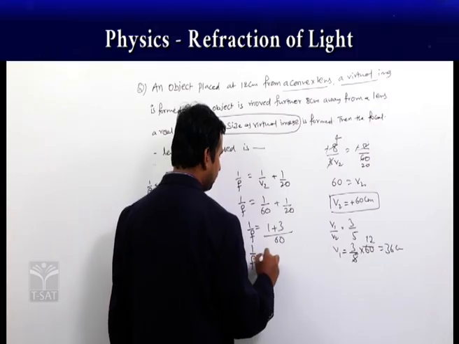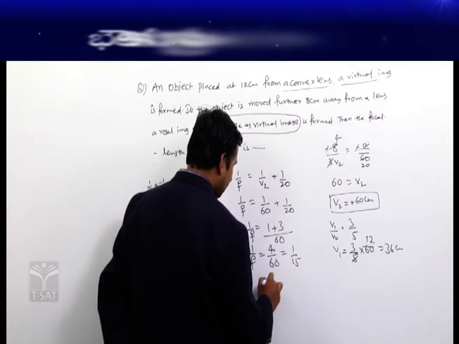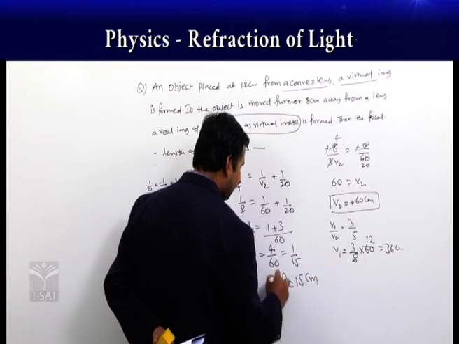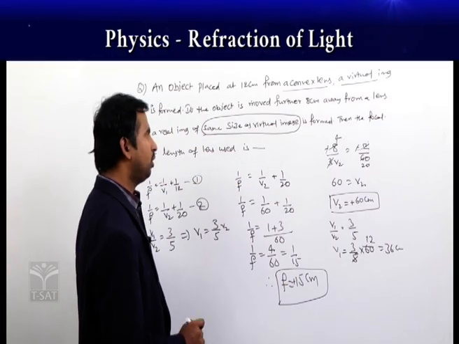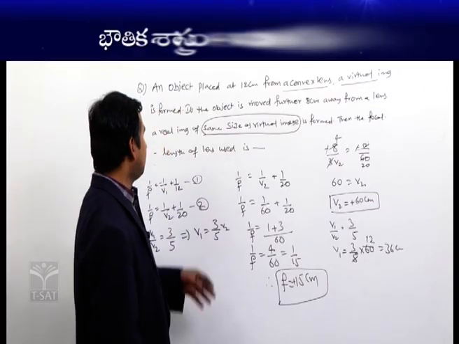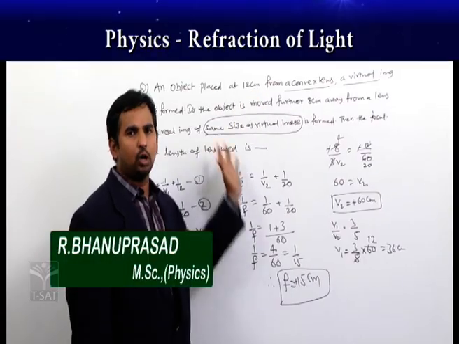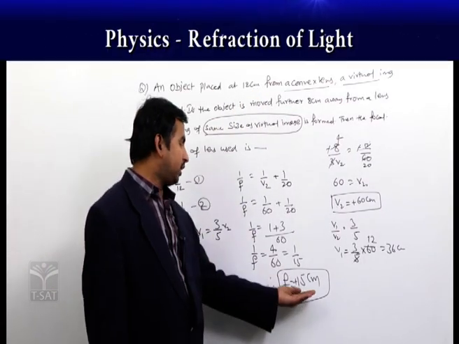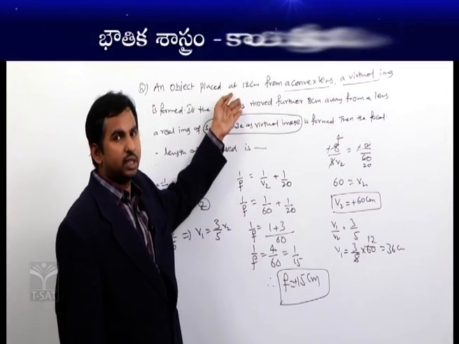Then 1 by f is equal to 4 by 60, which is 1 by 15. Therefore, the focal length here we are using is 15 centimeters, and we are getting plus because we are using a convex lens. So, the one which has the object distance taken at 12 centimeters, when the object is in between F and O, because the focal length is 15 centimeters, and the object distance here is 12 centimeters.